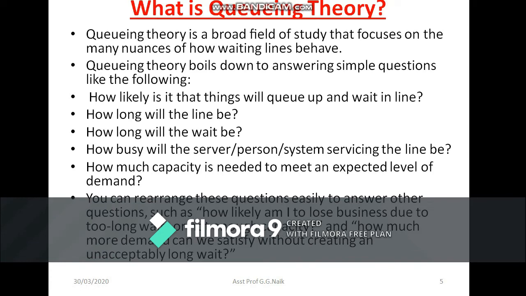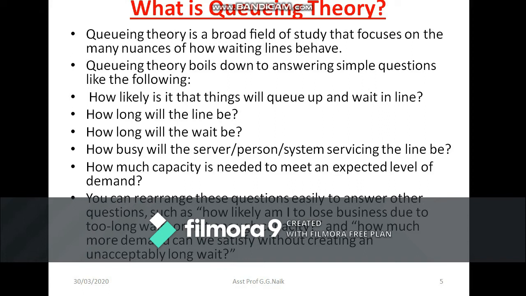Now let us discuss queuing theory. What is the meaning of this queuing theory, and what are the different parameters of this particular queuing theory? Let us do that. Queuing theory is a broad field of study that focuses on the many nuances of how waiting lines behave. Queuing theory boils down to answering simple questions like the following: how likely is it that things will queue up and wait in line? How long will the line be?